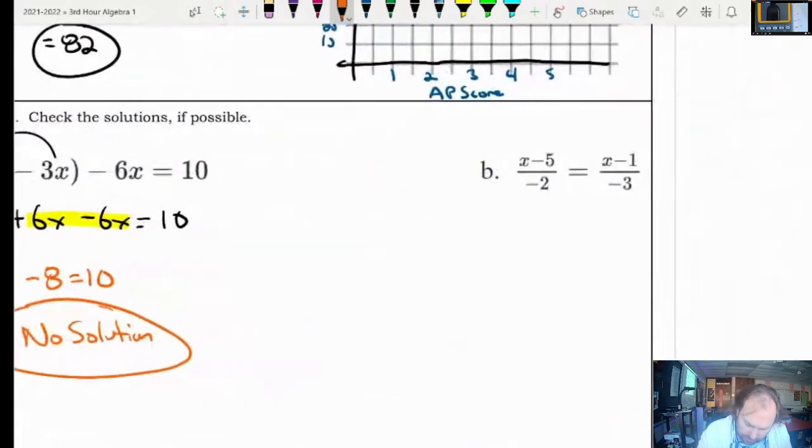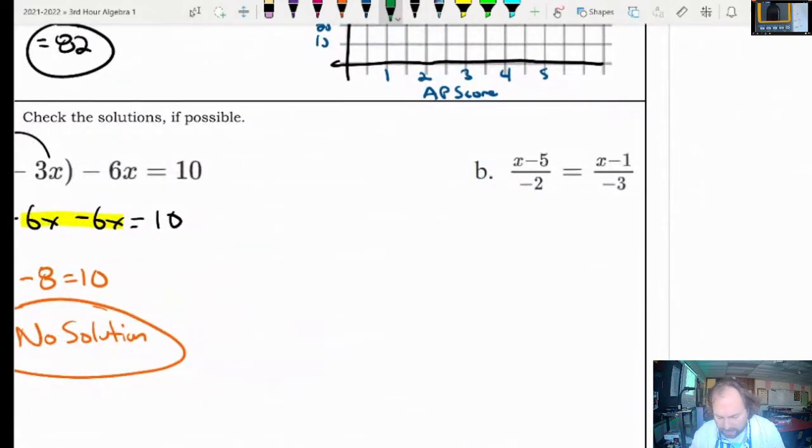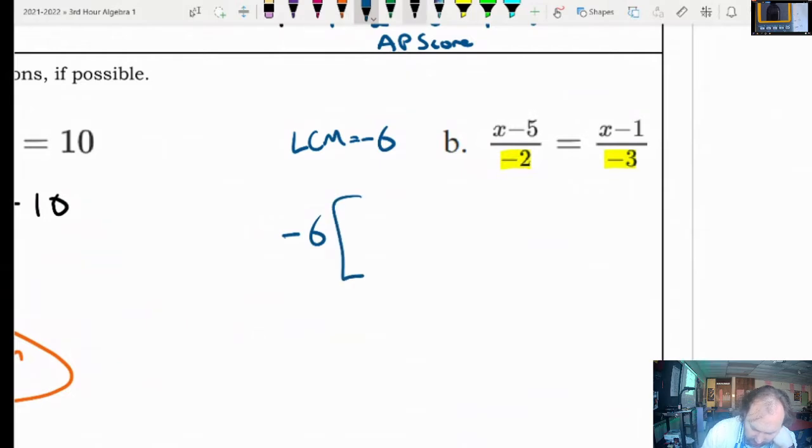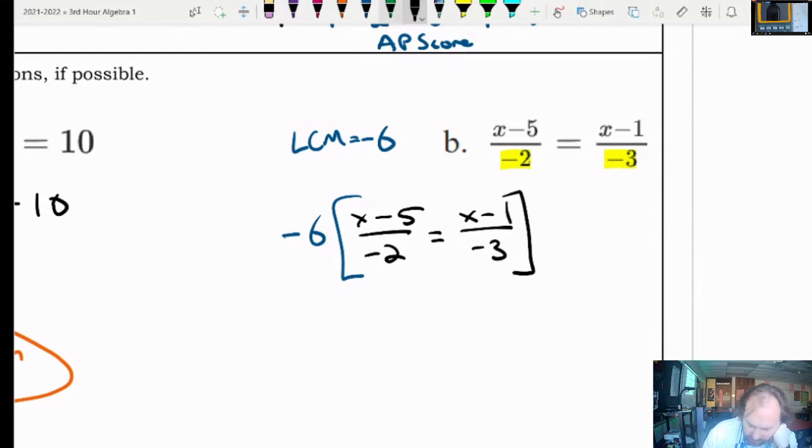Over here you have a fraction problem. The best way to handle this problem, I think, is to look at negative 2 and negative 3 and figure out the least common multiple of those two numbers, which I think is negative 6. And I'm going to multiply the entire problem by negative 6. And I think you should do the same thing too. There are other ways to solve this, but this is, in my opinion, the best. And it sets the stage for a checkpoint quiz, which is coming up.